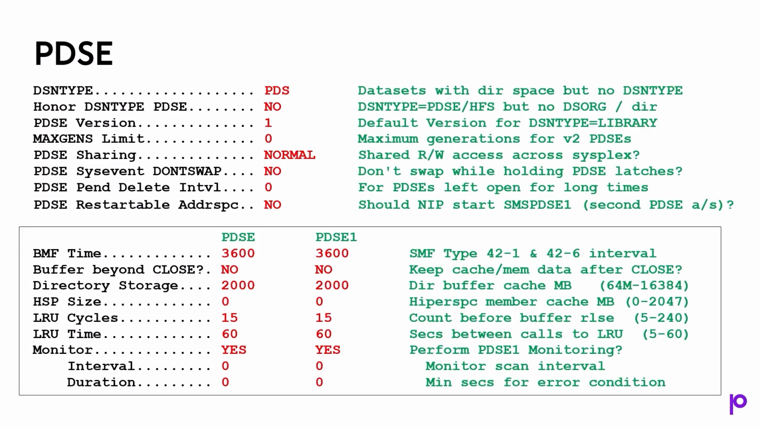Okay, there's a bunch of other parameters having to do with PDSE, some of which we've seen. There are, in fact, quite a few of them, because you can set individual values for both the PDSE address space, which is the traditional address space that was used for PDSEs, and for PDSE1, because there are 2 different types of PDSE address spaces present.